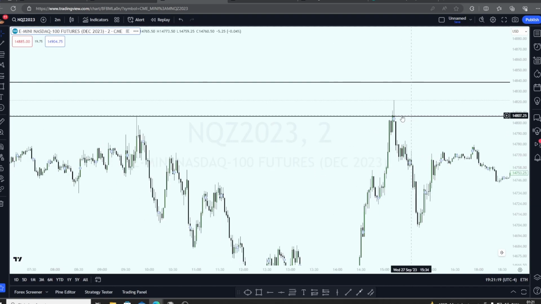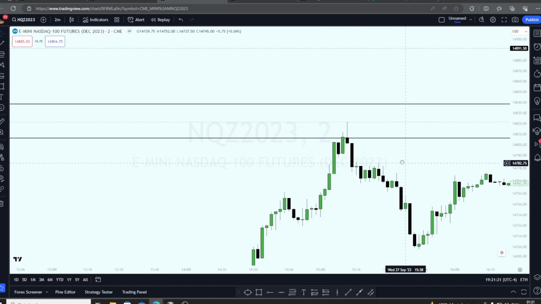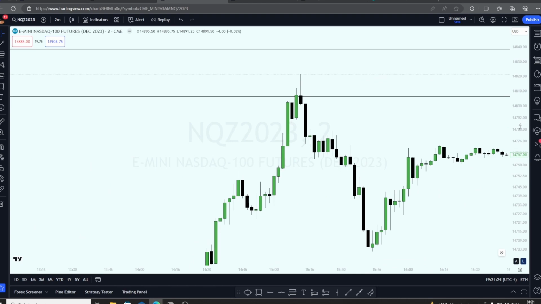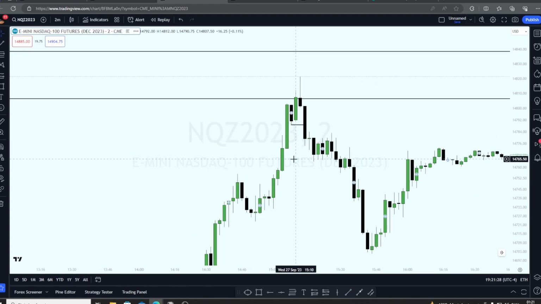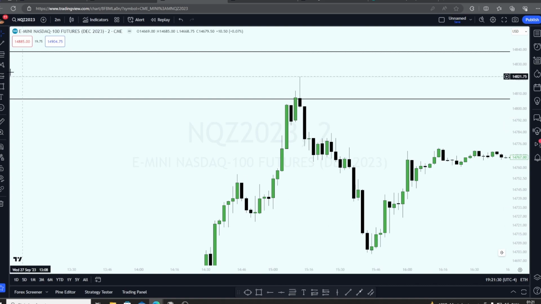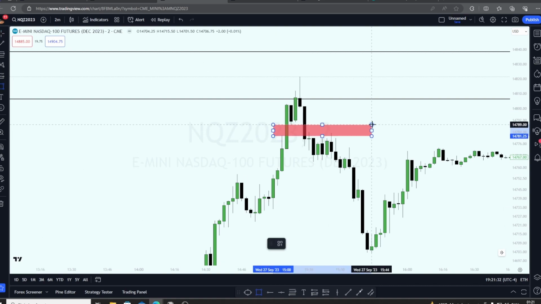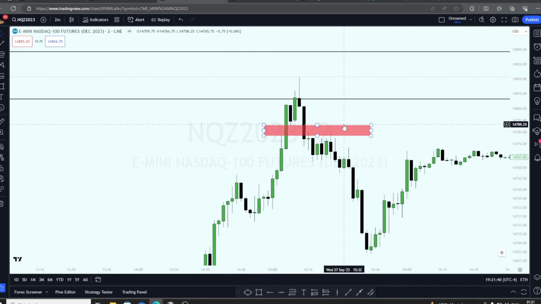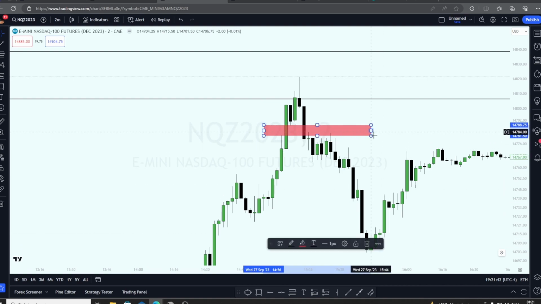So we have an hourly fair value gap right here, right? We come up into it. I did not care about a market structure shift. As soon as we close below this 2-minute order block, I'm fine. That's my market structure shift. And as soon as we inverse this, that's my market structure shift. If I see an inversion fair value gap after a high time frame PD array gets hit, that's my indication that we're going to go lower. So that's what I entered on.